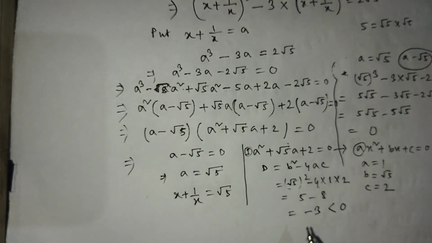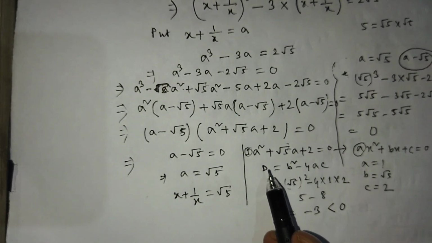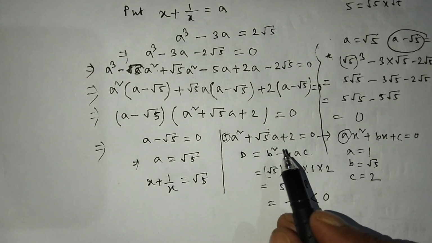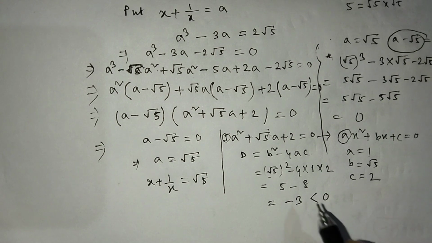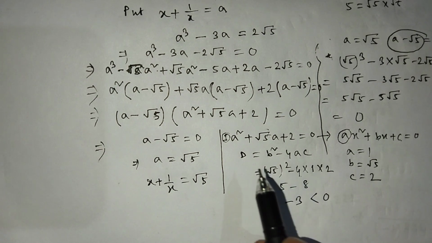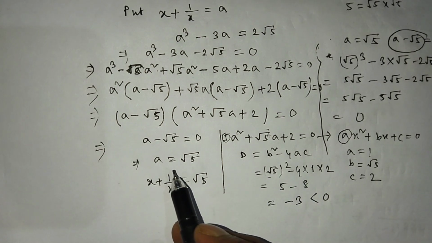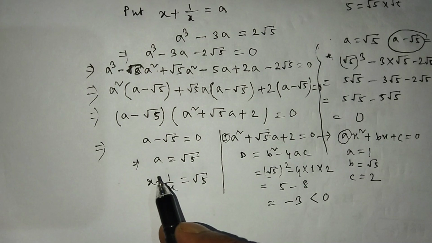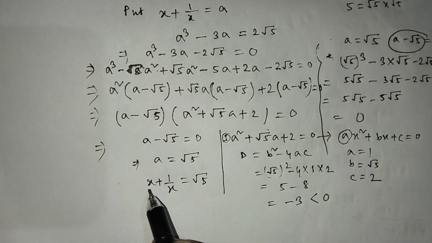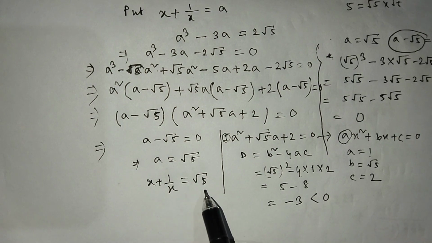So my dear student, the discriminant of this equation is less than 0. That means this equation has no real solution. Okay, student. So my dear student, that's why you have to take the value of a is equal to root 5. So in the place of a, if you put x plus 1 by x, then the value of x plus 1 by x will be root 5.